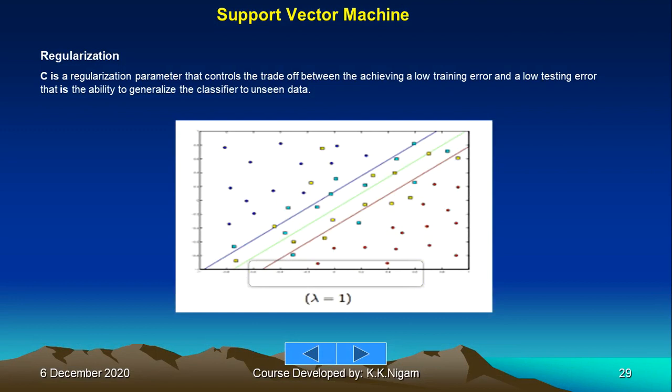Now, regularization, C. As we have seen earlier also, C is a regularization parameter that controls the trade-off between achieving a low training error and a low testing error, that is, the ability to generalize the classifier to unseen data.